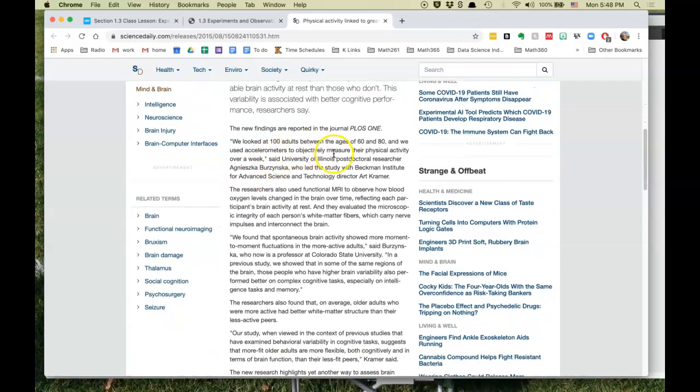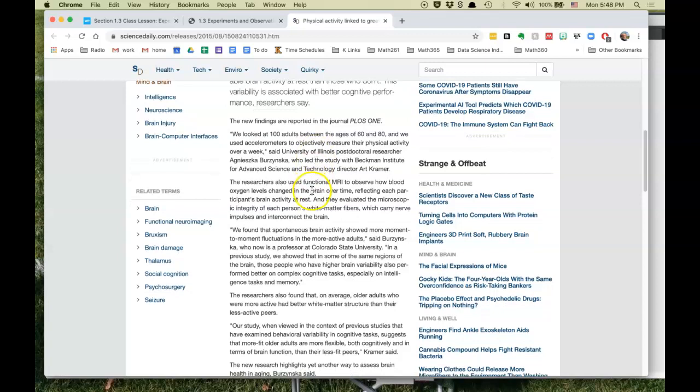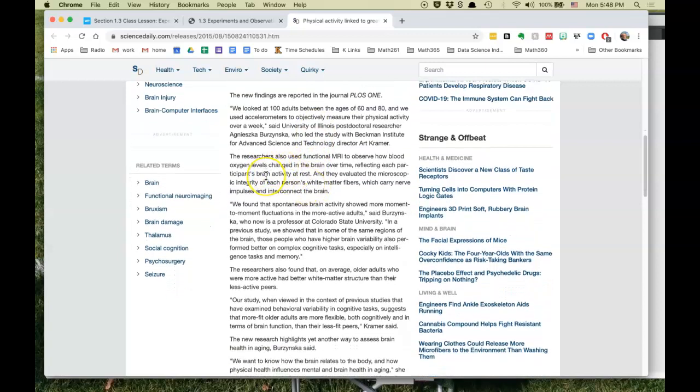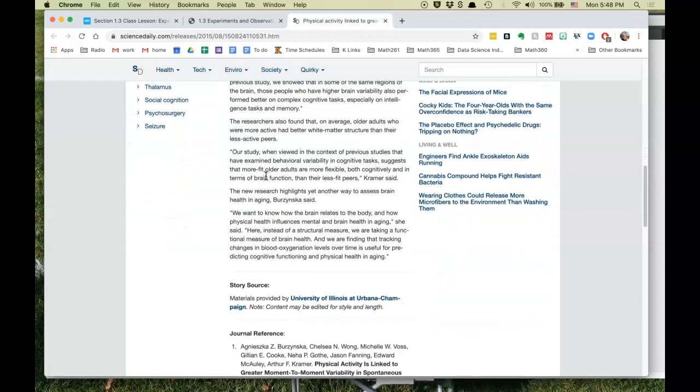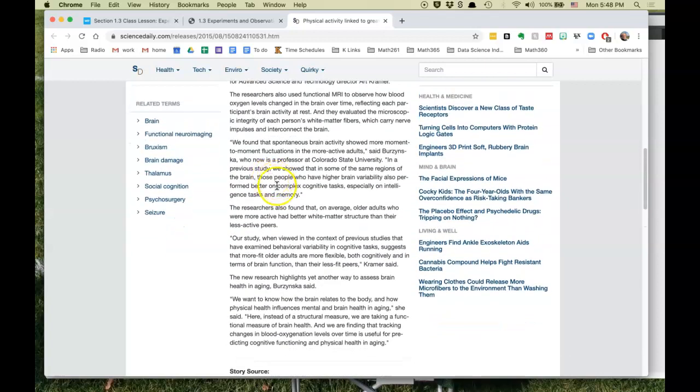We looked at 100 adults between the ages of 60 and 80, and we used accelerometers to objectively measure their physical activity over a week. And then they used functional MRI to observe characteristics of the brain and so forth. But it's, again, clearly not an experiment.